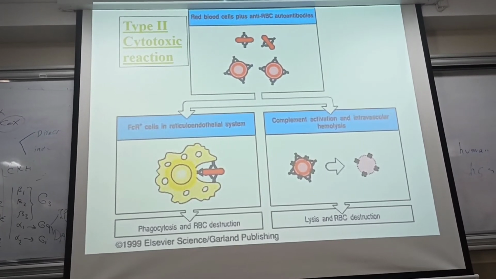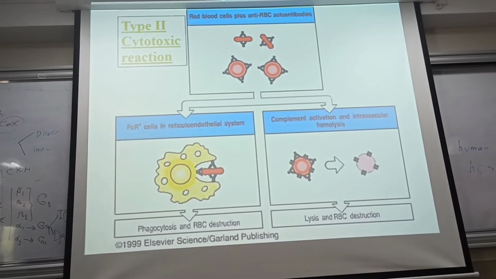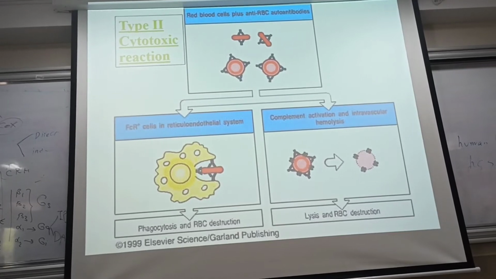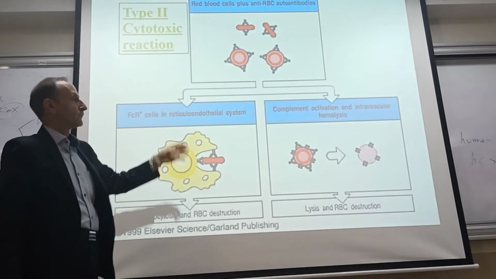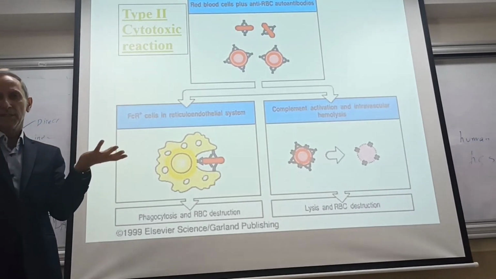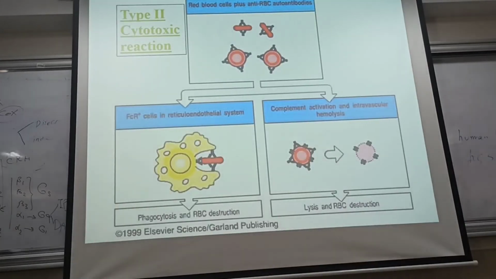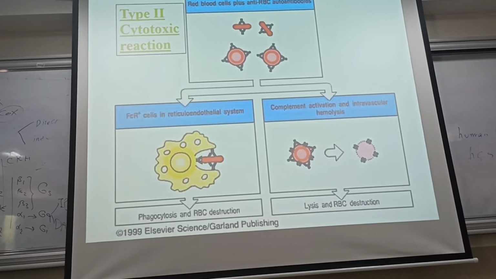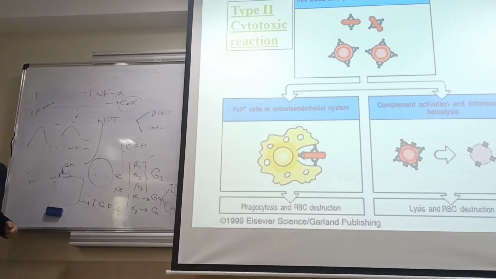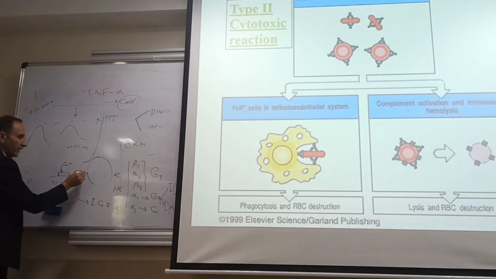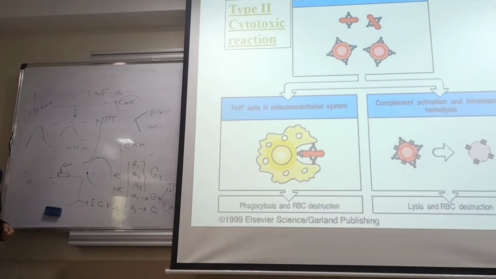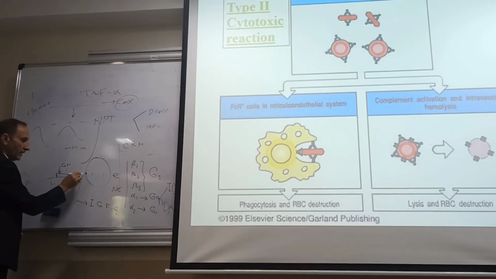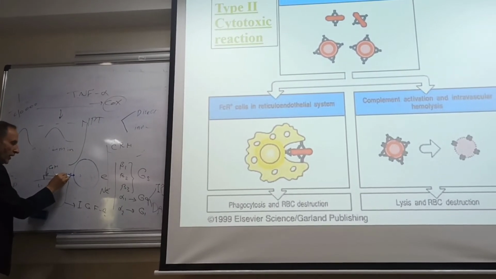Type 2 reactions, which are also called cytotoxic reactions. Here you see, suppose that we have a red blood cell. In the cell membrane of red blood cells, we have proteins. A drug may bind with this protein. So, the drug can bind with the protein.